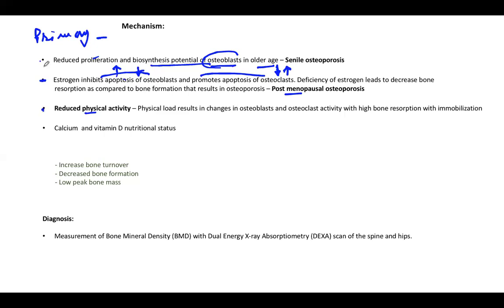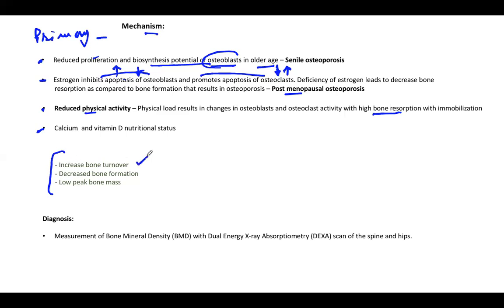And reduced physical activity, like lying in bed or putting an arm, forearm, or leg in a POP cast, results in high bone resorption, and that also leads to a picture of osteoporosis. And then there is the calcium and vitamin D nutrition status. So this is the mechanism. These are the detailed mechanisms in senile and postmenopausal osteoporosis, and the overall mechanism is the same.